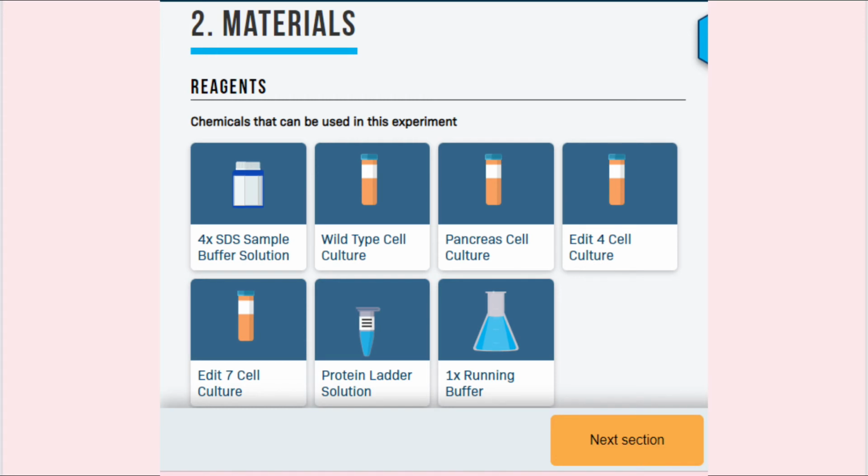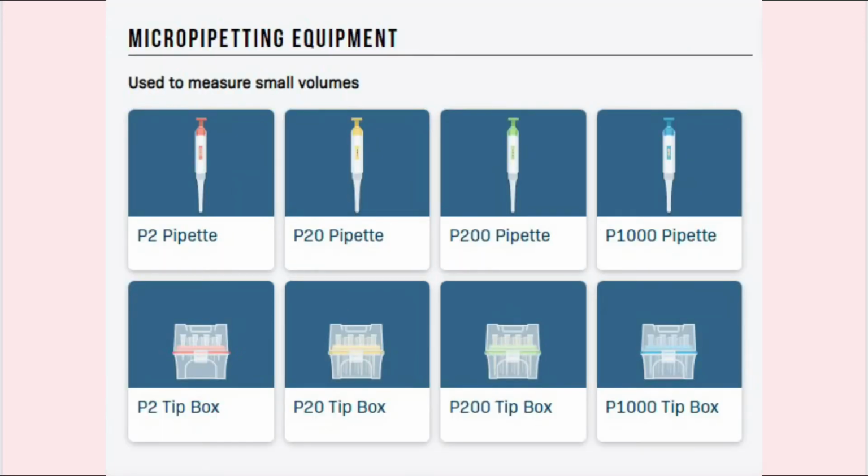And the last one is 1 times running buffer. It is a salt containing buffer to cover the gel and transmit the charge through the protein gel and allow the electrophoresis to occur. The next one is micropipetting equipment: P2 pipette, P20 pipette, P200 pipette, P1000 pipette, and also the tip box.